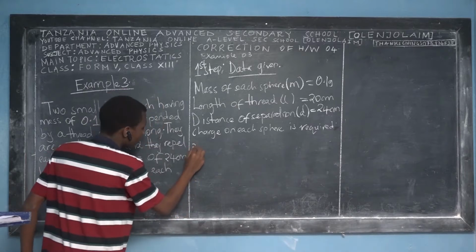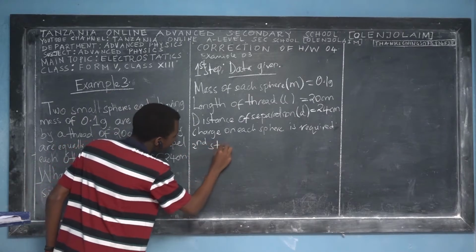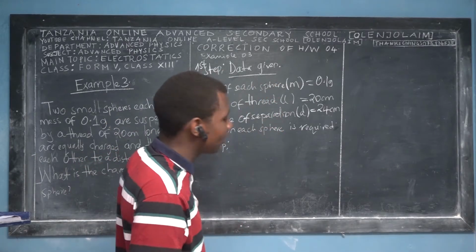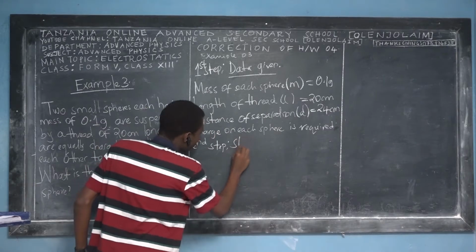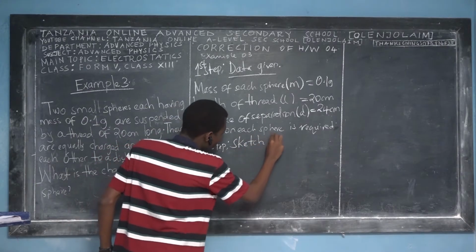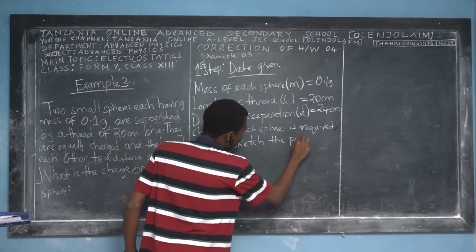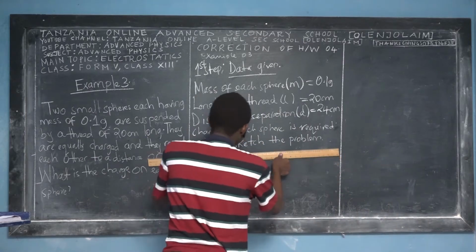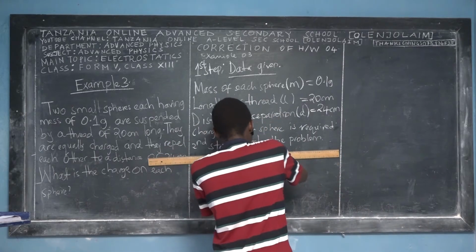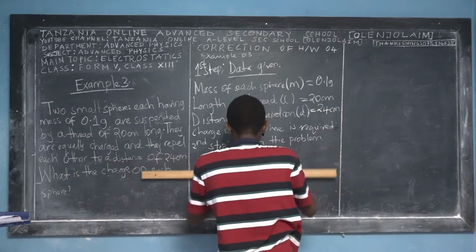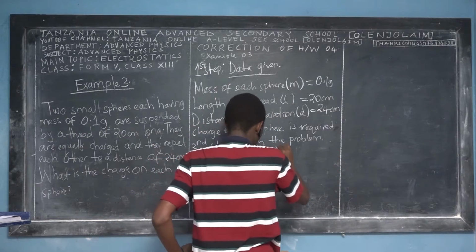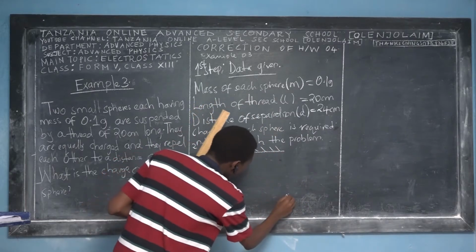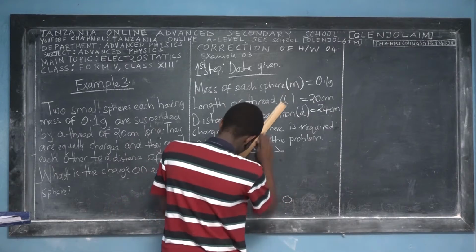So again, for better clarification of this question, I have to represent this given data diagrammatically. I have to sketch the problem. So this is the point where they are held. And the two charges, this is the first and this one is the second.